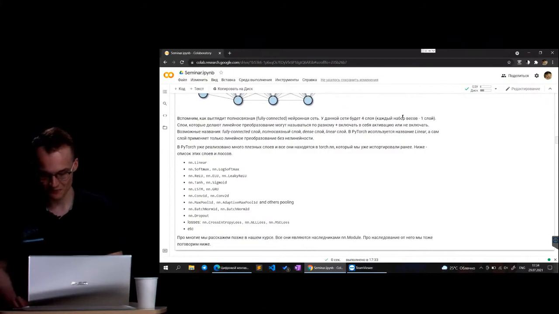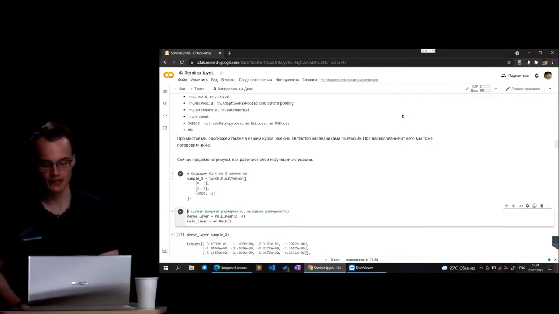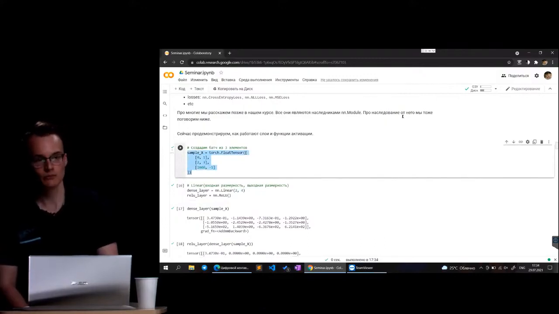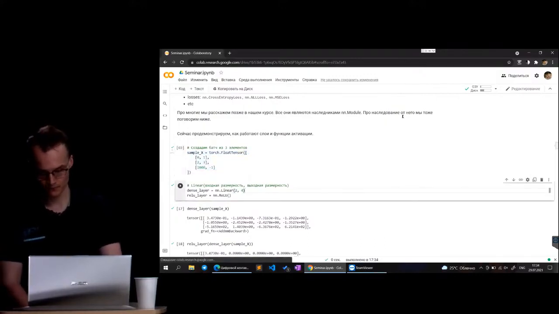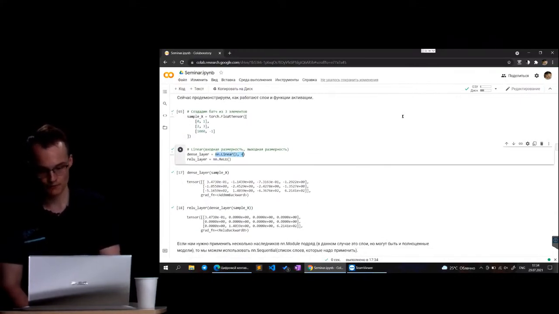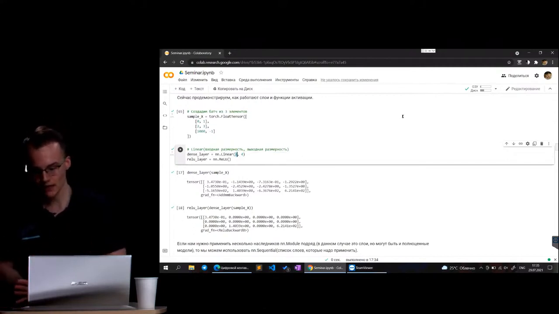Now let us look at the PyTorch layers. To do that, we will create an artificial batch of 3 elements to feed it to our layers. In order to create an object of a layer, we simply take this linear layer. It assumes 2 mandatory arguments. The first one is the input size, and the other one is the output size or dimension. So this linear layer will take as input data 2 properties, and as output data it will give 4 properties.